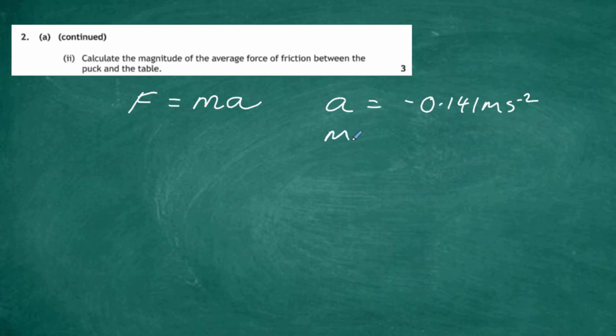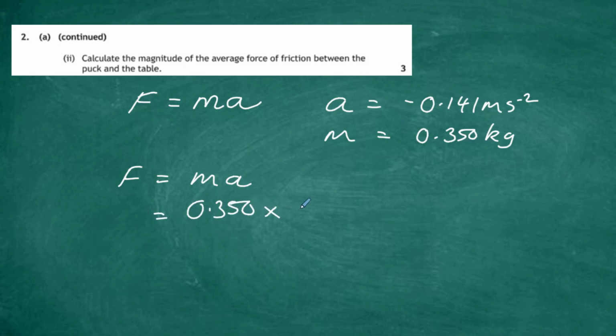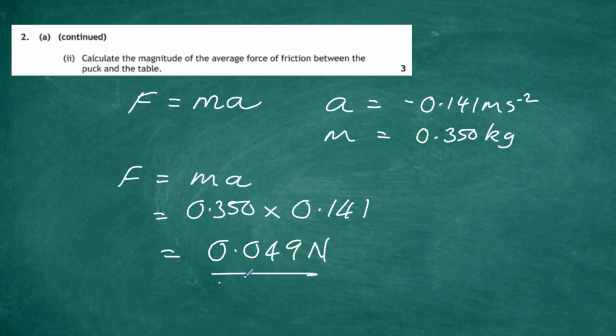And we also know the mass of the puck, which was measured, and that came out to be 0.350 kilograms. So the force is going to be equal to ma, so into our equation go the numbers. Force equals 0.350 multiplied by the magnitude of the acceleration, 0.141, and we work that out in our calculators and get a value of 0.049 newtons. And that's the force of friction which is acting between the puck and the table, causing the puck to decelerate.